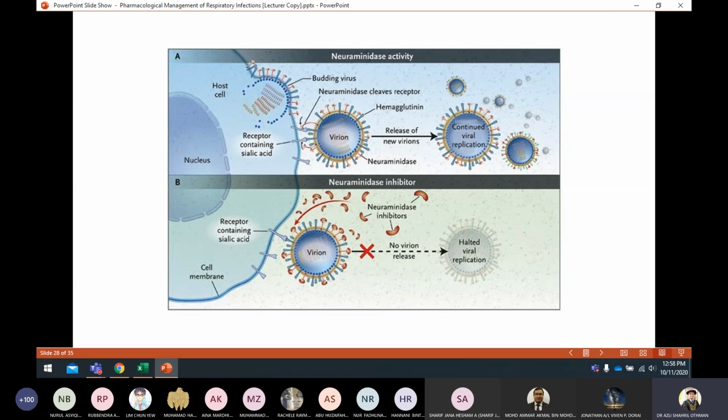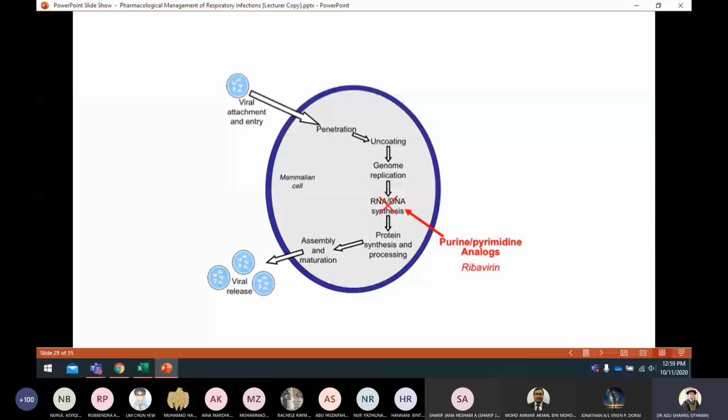But this is how it works. The drug oseltamivir inhibits the neuraminidase enzyme, which will in turn prevent the release of new virions, which will prevent the release of the virus and halt the viral replication elsewhere. So this is what happens with a neuraminidase inhibitor. Next one is ribavirin.